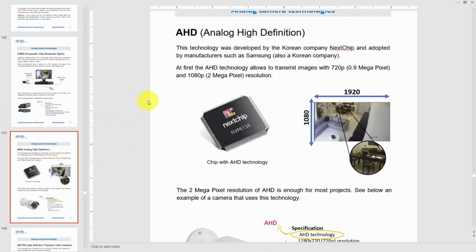Let's move on to the next one, A8D analog high definition. This is a Korean company, Next Chip, that manufactures this chip that goes inside of your camera and gives your camera megapixel resolution. Let's say, for example, 2 megapixel resolution. Here you see 1920 by 1080. As we saw before in another video here in the channel, you know that this is the same as 2 megapixel resolution. You can say 1080, or you can say that's a 2 megapixel resolution camera, right?